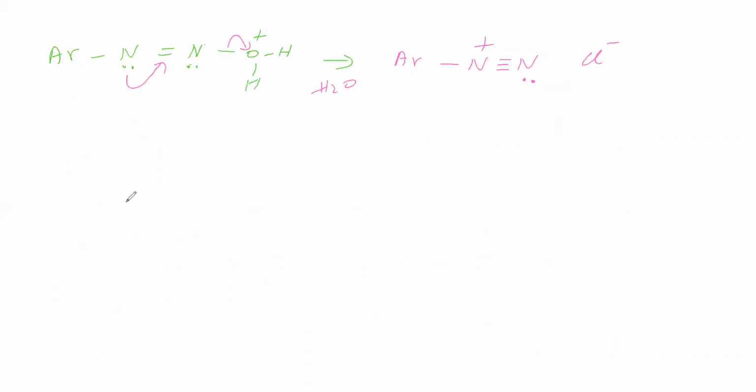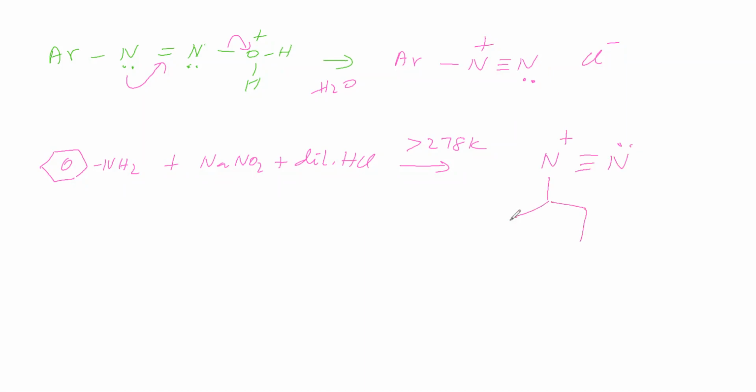So now we'll take aniline and add HNO2, which we add in the form of NaNO2 plus dilute HCl, and we will take the temperature greater than 5 degrees Celsius. So what is happening here? No doubt the diazonium salt will be produced. So we got the diazonium salt, with the temperature greater than 5 degrees Celsius.